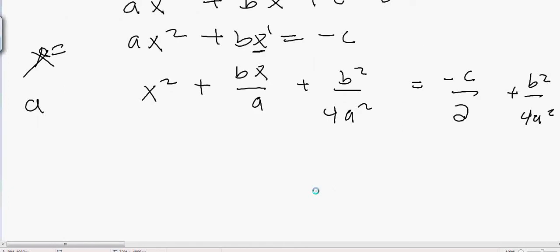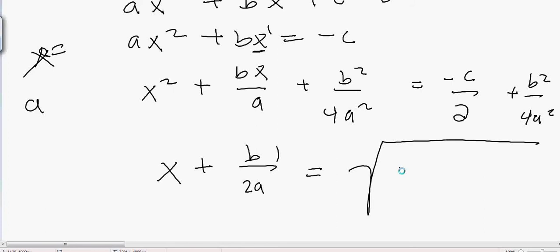And we want to take the square root of both sides. So then, because essentially this whole thing is x plus b over 2a squared, when we take the square root, this remains. It's not squared anymore, and then it'd be negative c over a plus b squared over 4a squared.